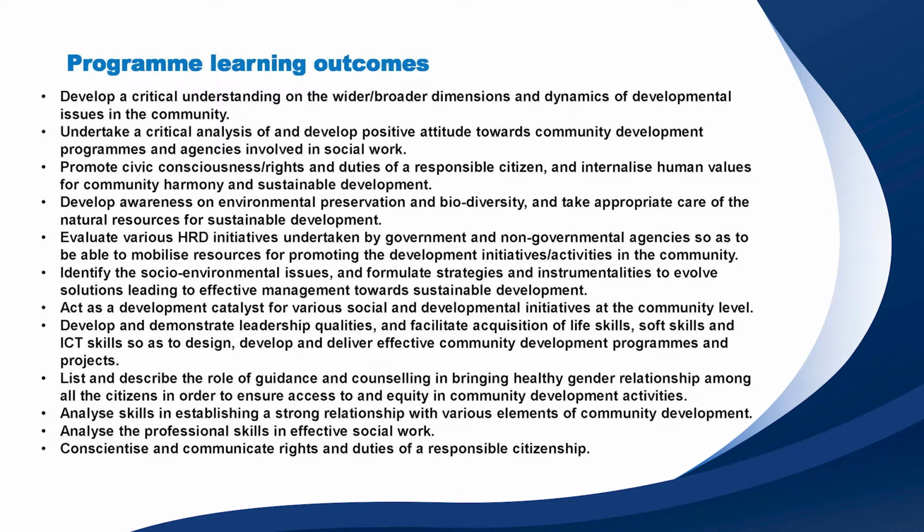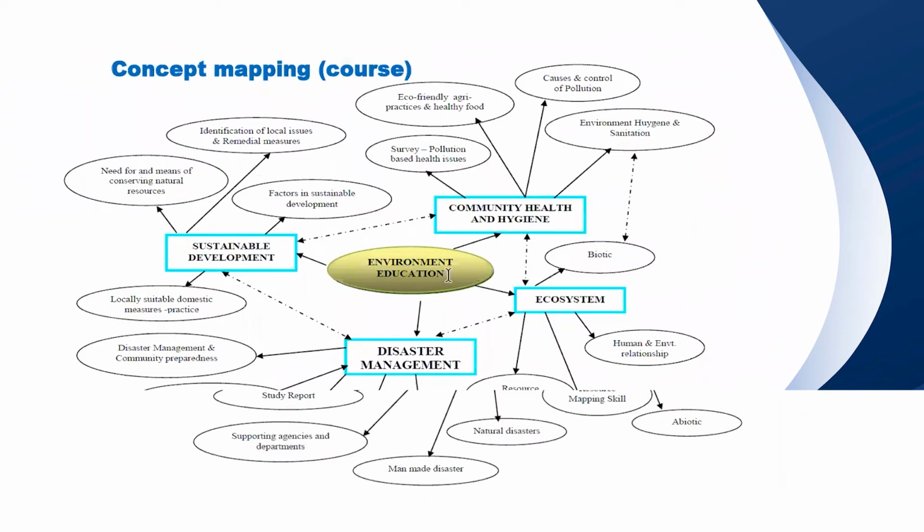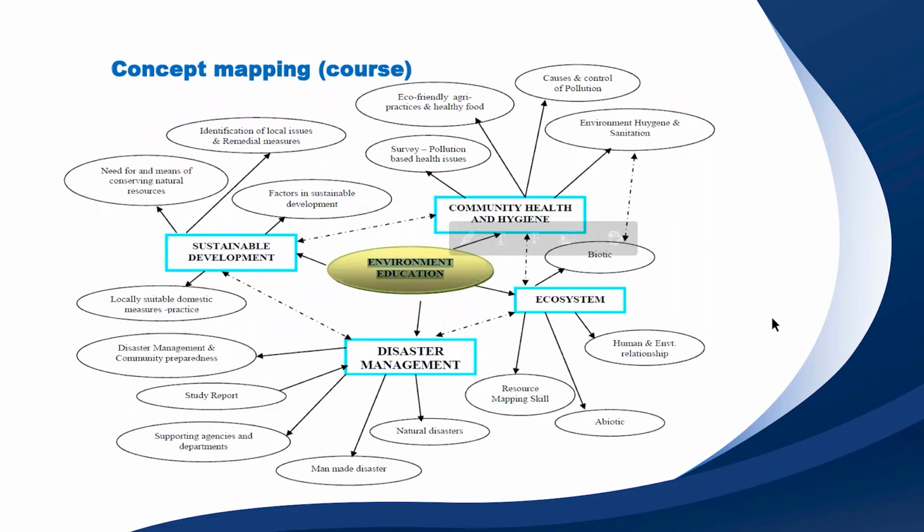I pick up one course from that, that is environmental education. Environmental education and environmental science will teach you very differently. But this environmental education is about community and community workers. Therefore, we had to derive content from our concept mapping. We discussed community health and hygiene, the ecosystem, sustainable development, and disaster management, the way it is happening in the community. And all these are courses, modules.